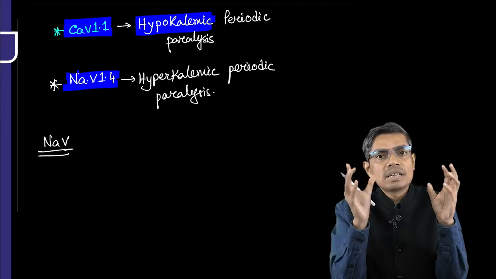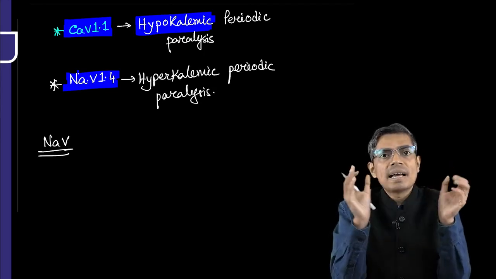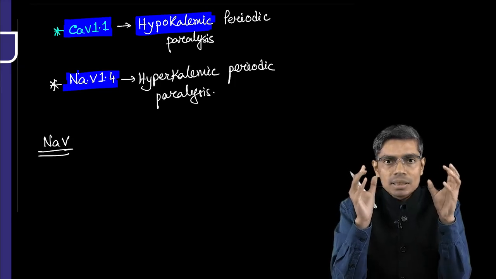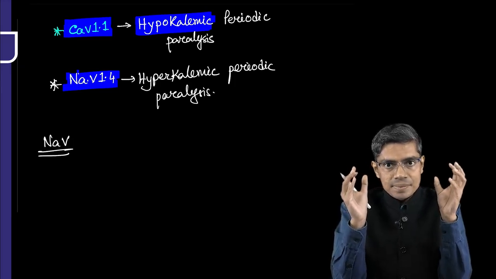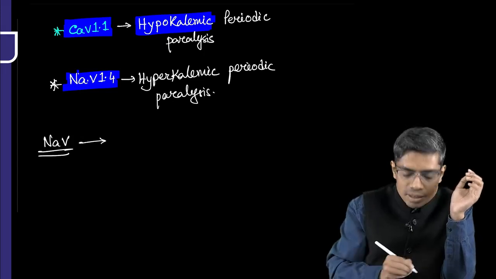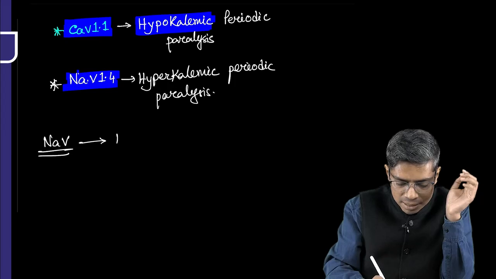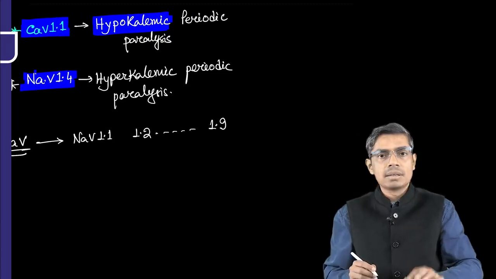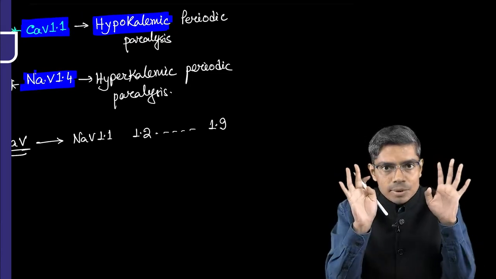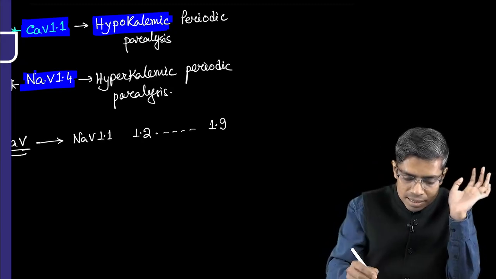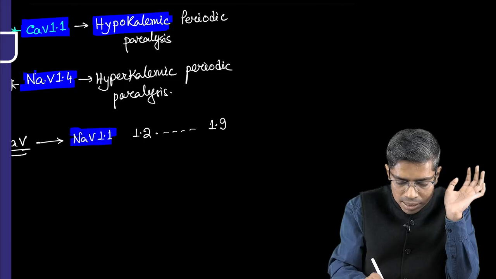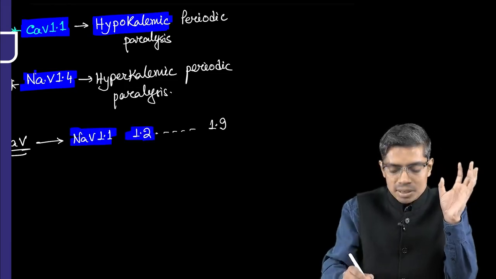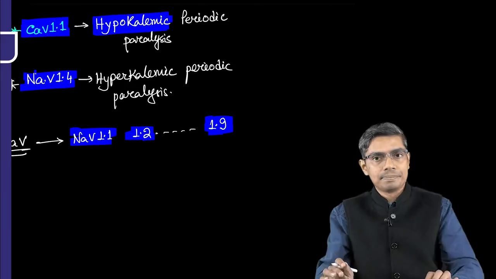Now this voltage gated sodium channel is composed of two subunits, alpha and beta. Depending on the alpha subunit, there are different varieties of this voltage gated sodium channel, starting from NAV 1.1, 1.2, up to 1.9, meaning a total of 9 different subvarieties: NAV 1.1, NAV 1.2, NAV 1.3 up to NAV 1.9.